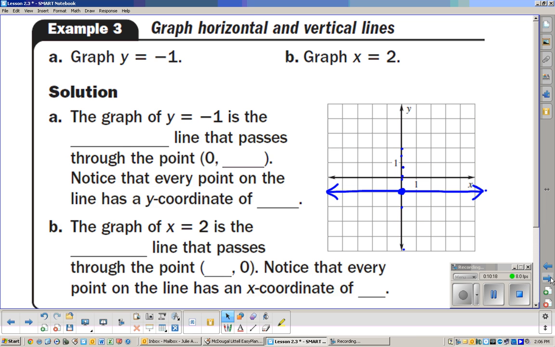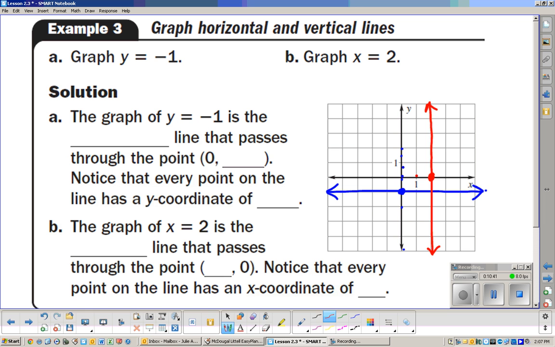So use the same thinking for x equals 2. I'm going to go on the x-axis, 1, 2, put a dot, and now I need to cut through the x-axis. So this one's going to have to be a vertical line going through that point. So think about it: it cuts through the axis of the letter you see.